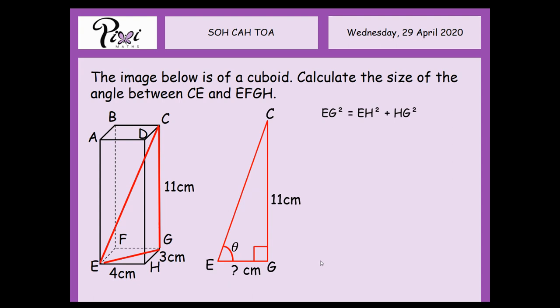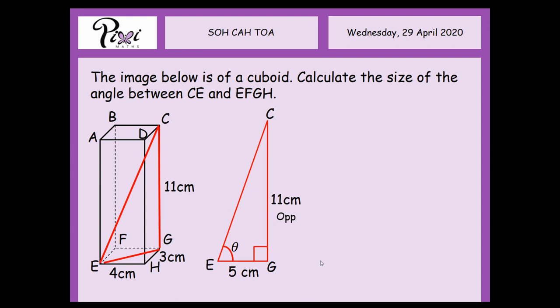So EG squared is going to be EH squared plus HG squared, so it's 4 squared plus 3 squared, giving us 25. So EG squared is 25. We can then square root that and get 5. So we now know the missing side at the bottom is our 5 centimeters.